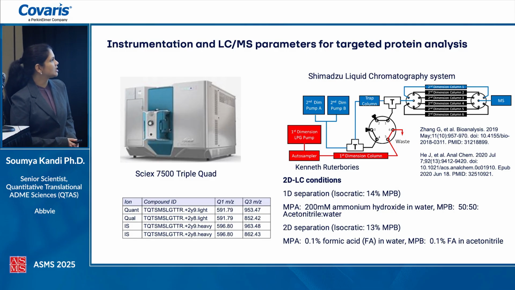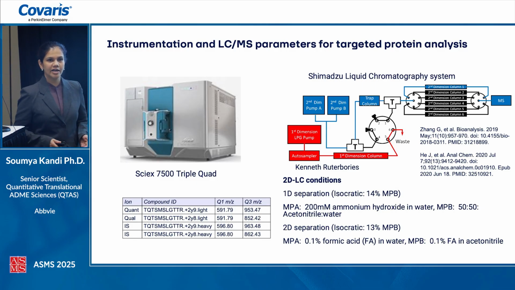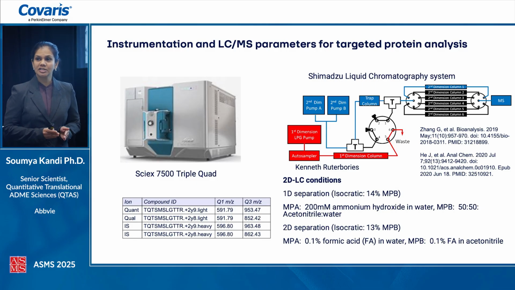So we have two-dimensional chromatography. The first dimension is a basic mobile phase, whereas the second dimension is an acidic mobile phase. We're using a C8 and a C18 column here. And as you'll notice, these are both isocratic methods. So the idea is to have maximal selectivity for our analyte of interest while depleting out the interfering molecules.